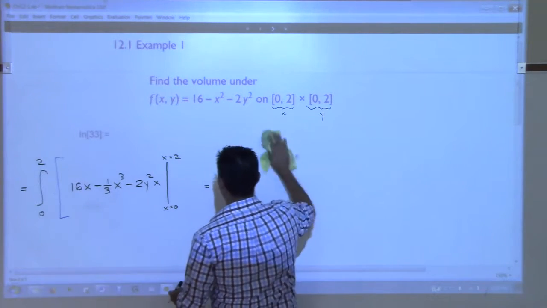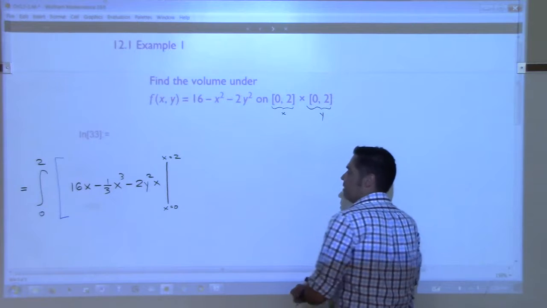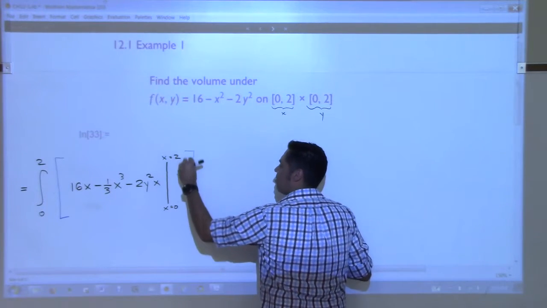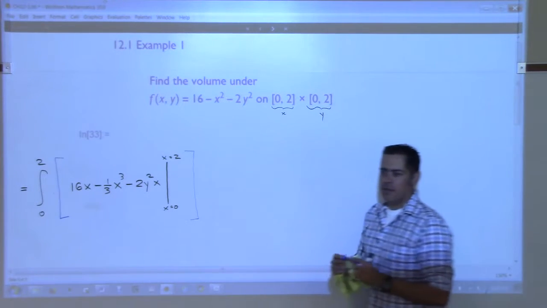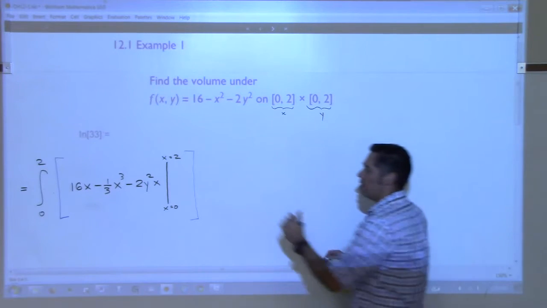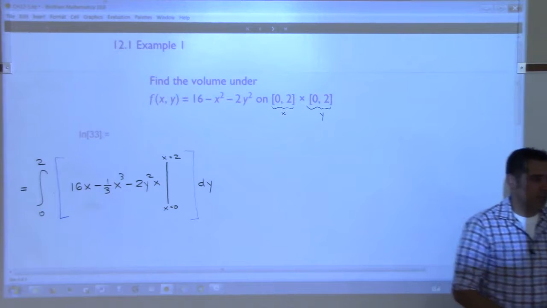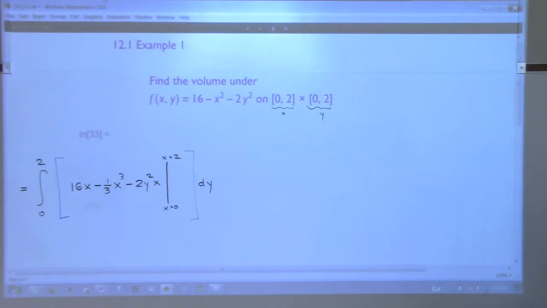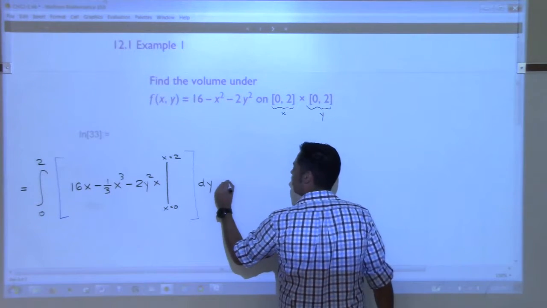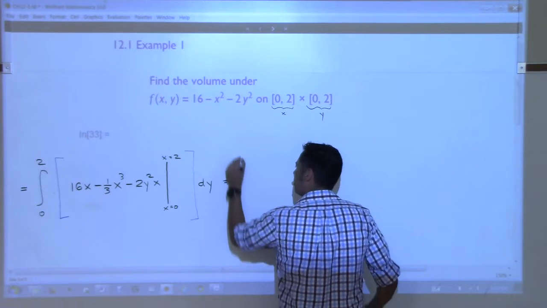I've got this, right? I shouldn't have put equals. Sorry about that. I want to close the bracket. That's my inner integral, and then I still have dy here. That's the outer integral. Okay, equals integral 0 to 2.